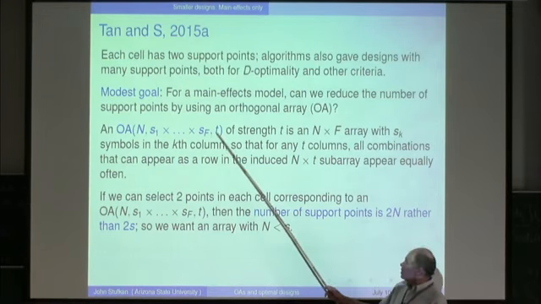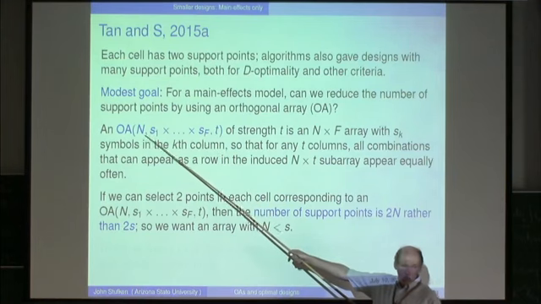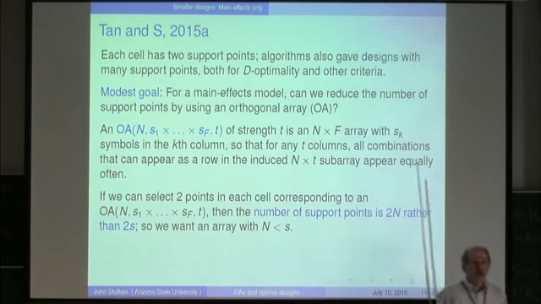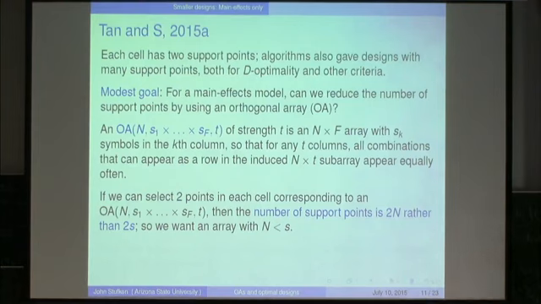There's never a guarantee. Whether you can find an n that's less than s depends on what these values s1 to sf are, and what the strength of the array is that you want. But in many cases you can find something where this capital N is less than s, so you would wind up with a smaller design.